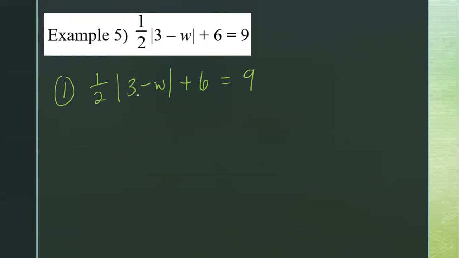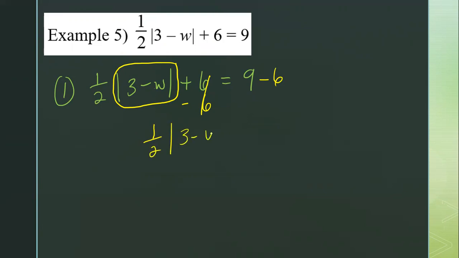When we talk about isolating the absolute value, we want to get this guy by itself. So I need to move the 6 and I need to move the 1/2. What's the opposite of adding 6? Subtracting 6. So I'm going to subtract 6 from both sides. Does that make sense? So I'm subtracting 6. That leaves me with 1/2 absolute value of 3 minus W equals 3.